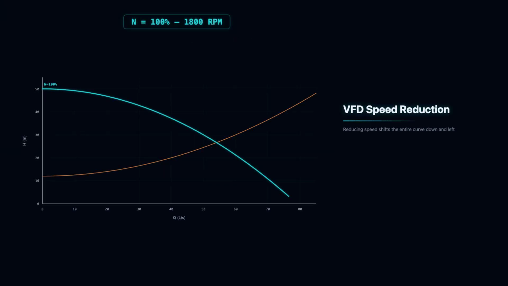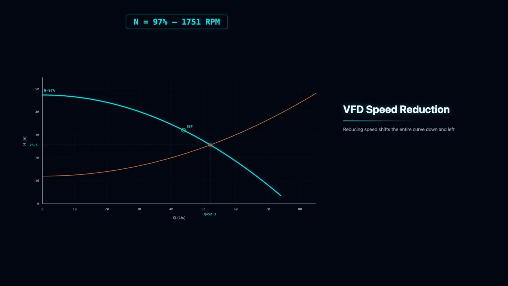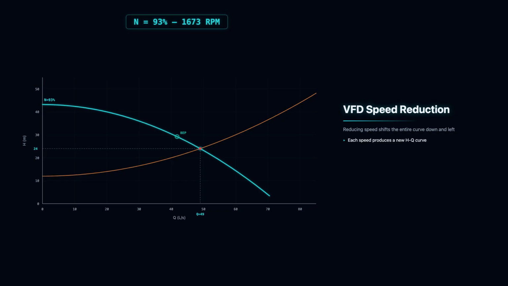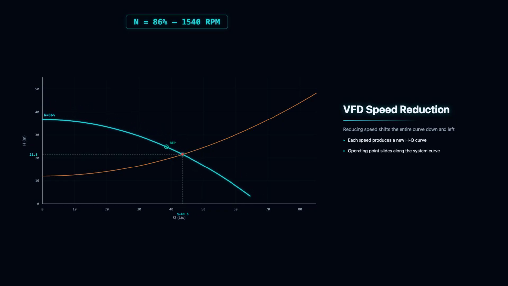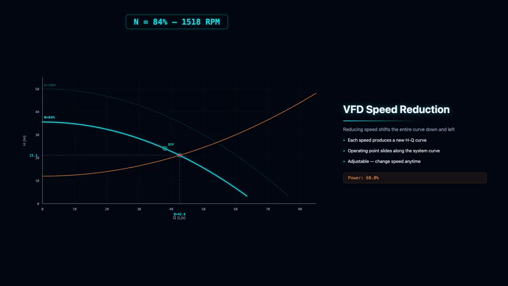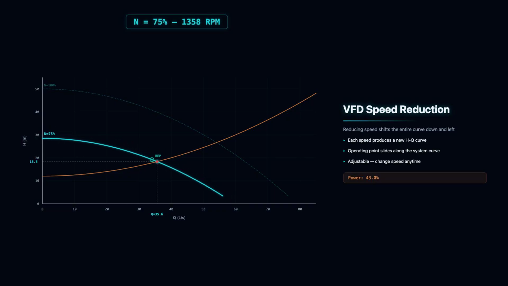With a variable frequency drive, we can change the pump speed in real time. Watch the curve. As we reduce speed from 100 to 85%, the entire HQ curve shifts down and to the left. A new, smaller curve appears at 85%. The operating point slides along the system curve to a lower flow and head.